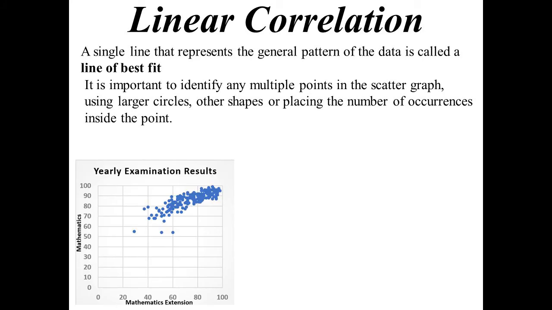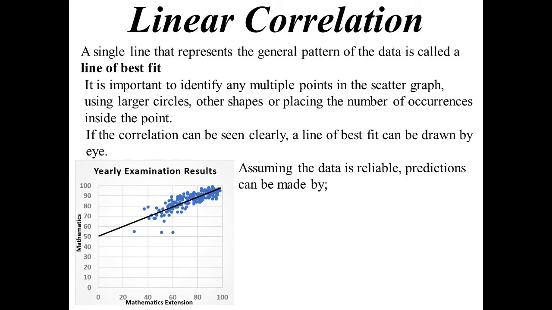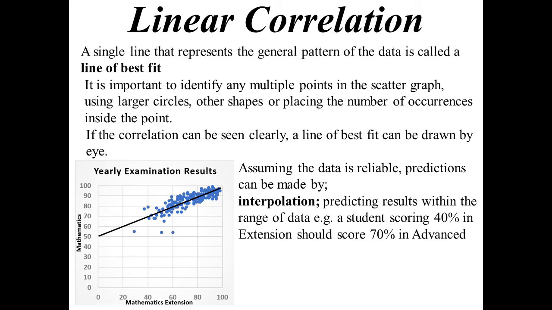So let's go back to our Maths Extension versus Maths. If the correlation can clearly be seen, like our example, then we could draw a line of best fit by eye, and I've attempted to do that one there. Now, assuming that the data is reliable, we can now make predictions. We could interpolate. Now, interpolation is predicting results within the range of data.